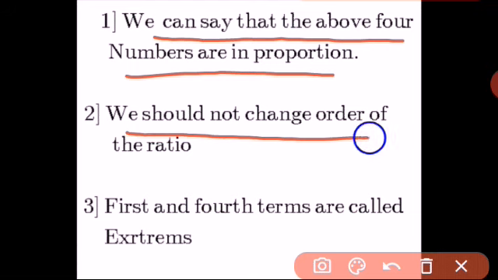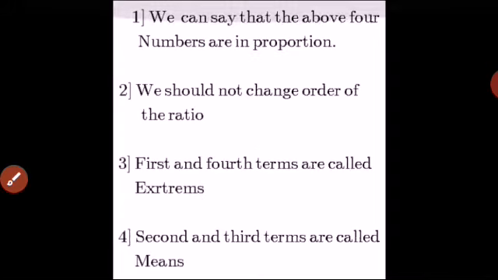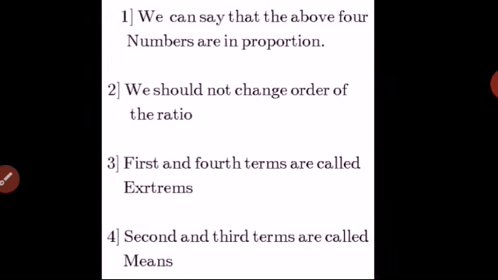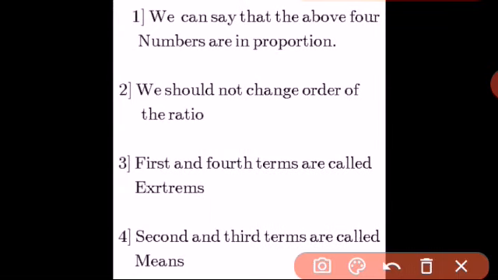We should not change the order of the ratio. You have to write 5 is to 8 equal to 60 is to 96. You should not change the order.